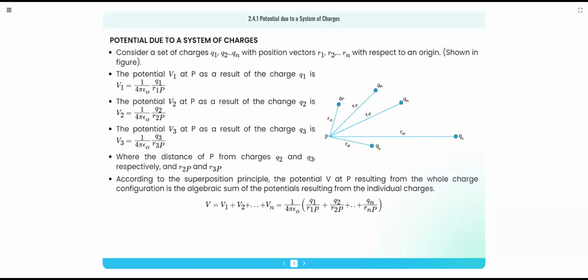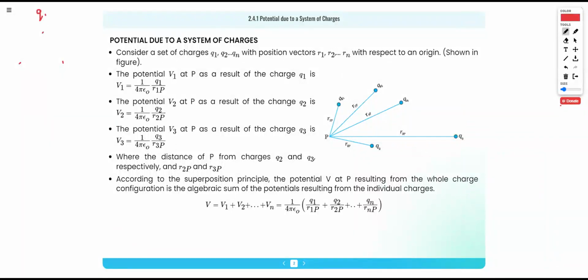Our next topic is potential due to system of charge. Just consider an example. We have a triangle. On that triangle, just remember this thing. What I am saying, I just told for the system of charges. This is a triangle. We'll do the naming.